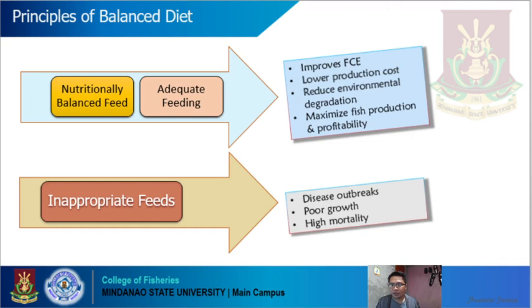However, if we give our organisms inappropriate feeds, siguro we are just giving them conventional feedstuffs, more or less, your culture will have disease outbreaks, poor growth, and higher mortality. So technically, it will have a negative effect on our aquaculture organisms if we are giving them inappropriate diets, right? So I hope that's clear.